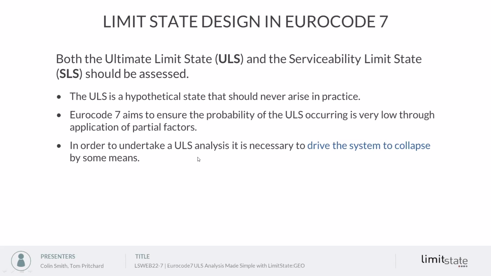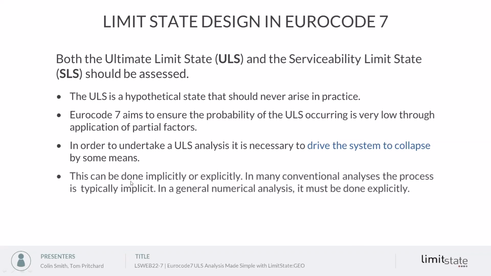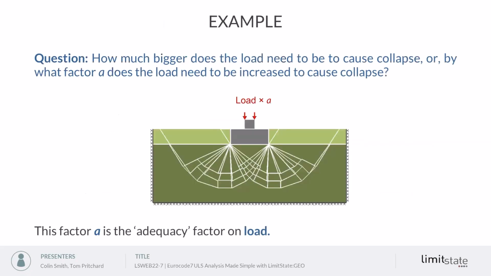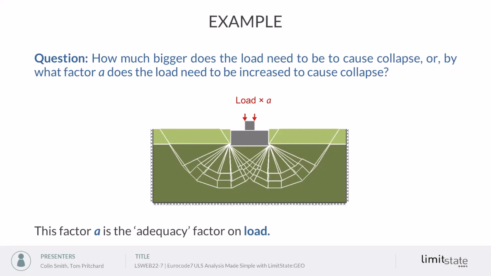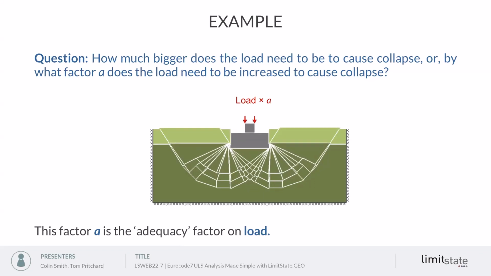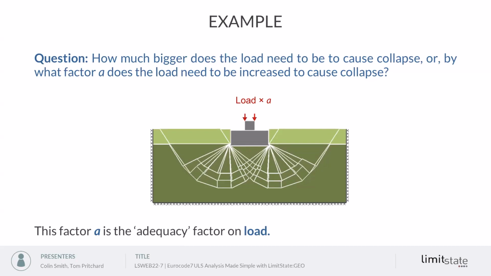And in order to undertake a ULS analysis, it's necessary to drive the system to collapse by some means. And this can be done implicitly or explicitly. In many conventional analyses and calculations, the process is often implicit, but in a numerical analysis, you have to do it explicitly and demonstrate that you've driven the system to collapse. So there are a number of different ways of doing this. The easiest one to follow is a load on a foundation. How much bigger do you have to increase that load to cause failure? And in software, we call that factor the adequacy factor. So whatever the load was to begin with, what do we have to multiply it by to actually get failure?